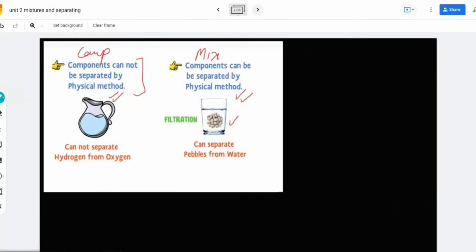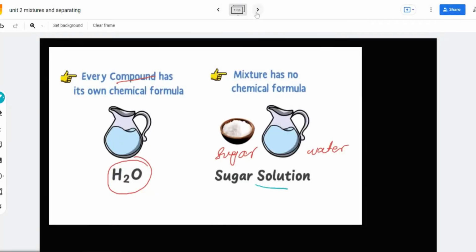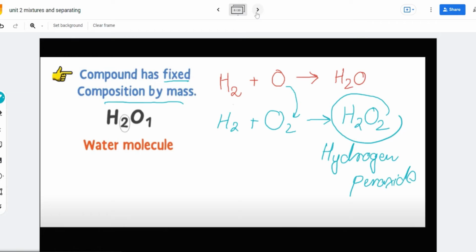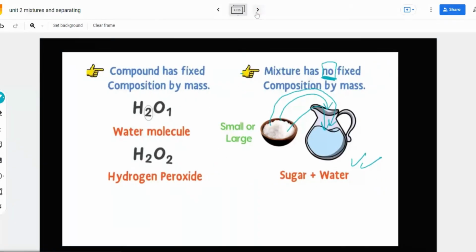The next one: in compounds, homogeneous composition; in mixtures, hetero and homo both. Compounds cannot be separated by physical methods. Mixtures can be separated by physical methods. Every compound has its own chemical formula. Mixture has no chemical formula. Compound has fixed composition by mass, and mixtures have no fixed combination of mass.